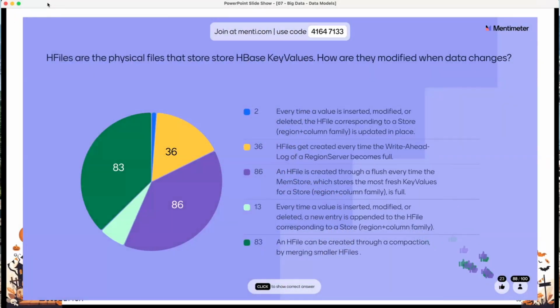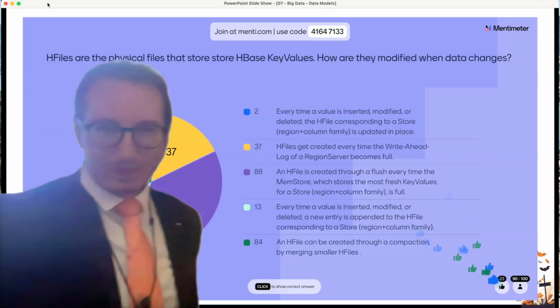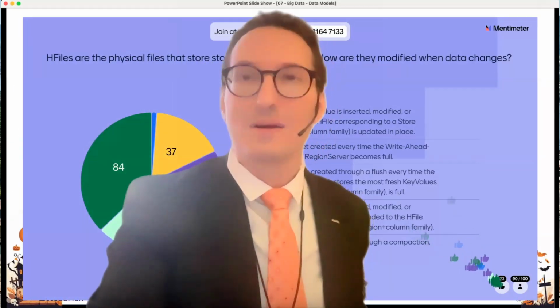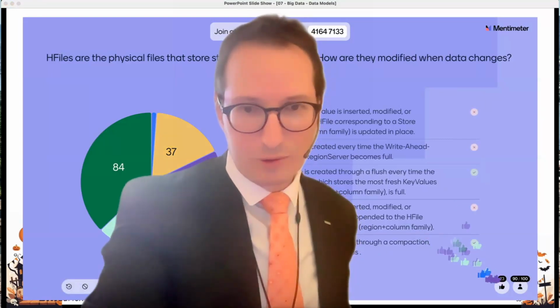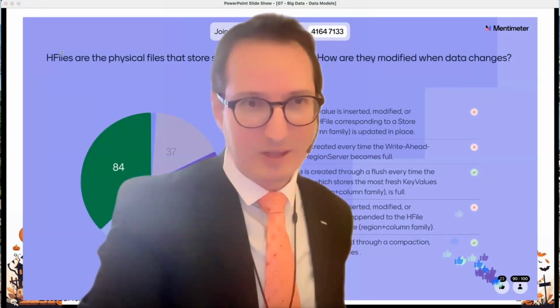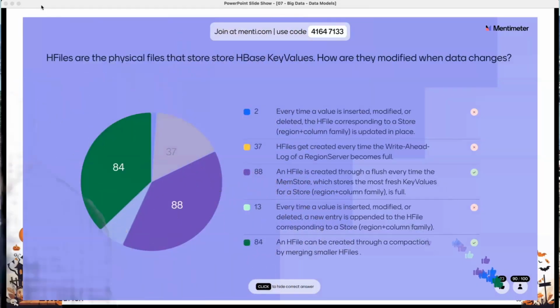And we have 2 popular answers. And these 2 popular answers, I think, are correct. So if I click, normally, I should also be able to show you the correct one. So yes, number 3 and 5 are correct. You remember, it's the flush and compact. We flush, we compact, we flush, we compact. These are the 2 ways that the HFiles are created, right? We always flush or compact to create HFiles.